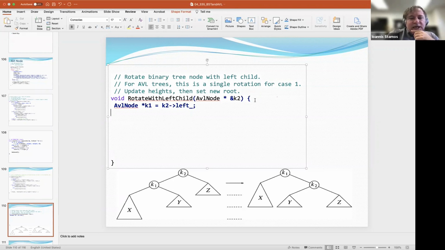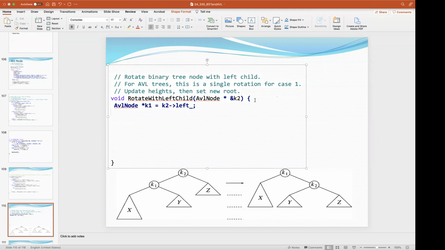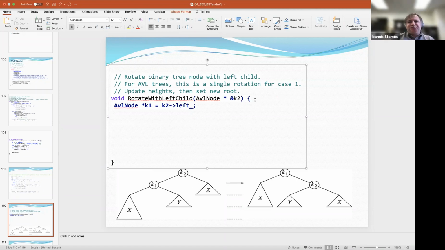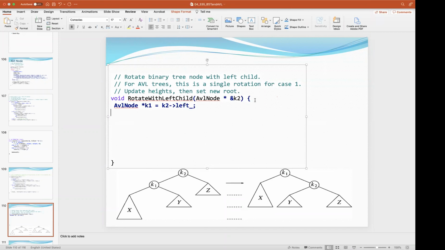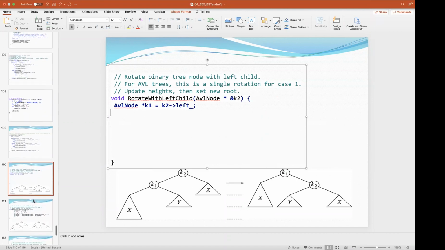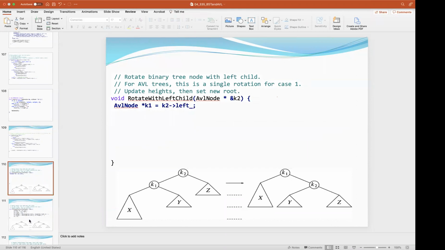What is K1 left on the right? X. Which is the same thing as on the left. So you do nothing to that anyway? What do you think? You leave X, you leave K1 left pointing to X. Maybe I misunderstood your question. Yes. Yes.